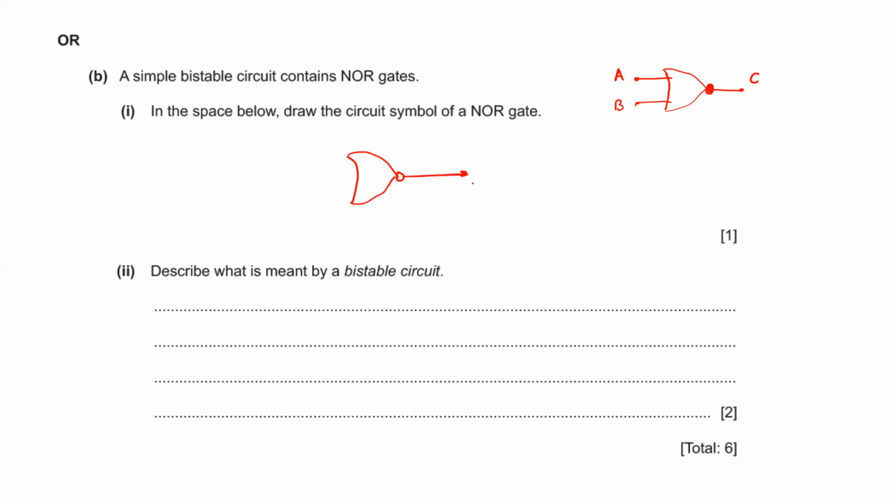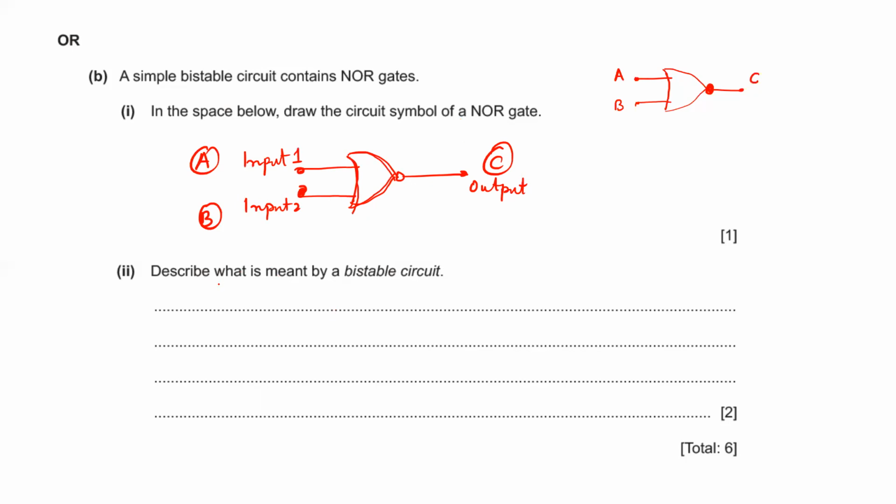NOR gate. This is my output. This is input 1. This is my input 2. Or another way, say A, this is B, this is output C. So this is how you can draw the circuits. A good way to draw. I apologize for my drawing in this case.